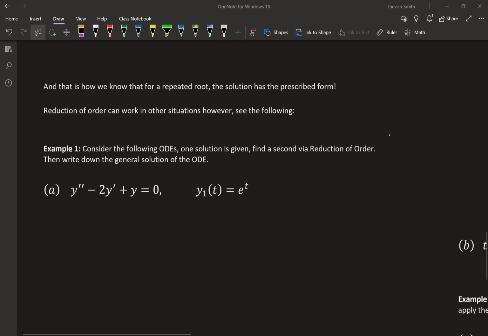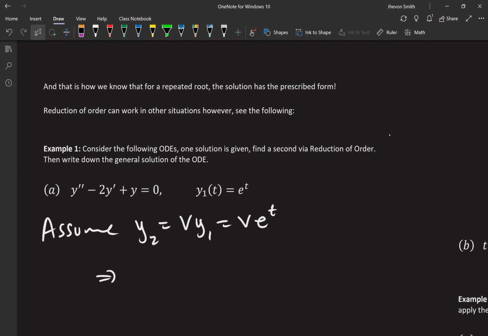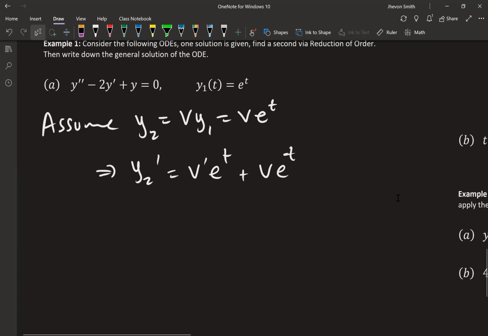So here I'm going to assume my second solution looks like v times the first solution. In other words, v times e to the t. This means that y2 prime is going to be v prime e to the t plus v e to the t. So that's going to give me v prime plus v, times e to the t.